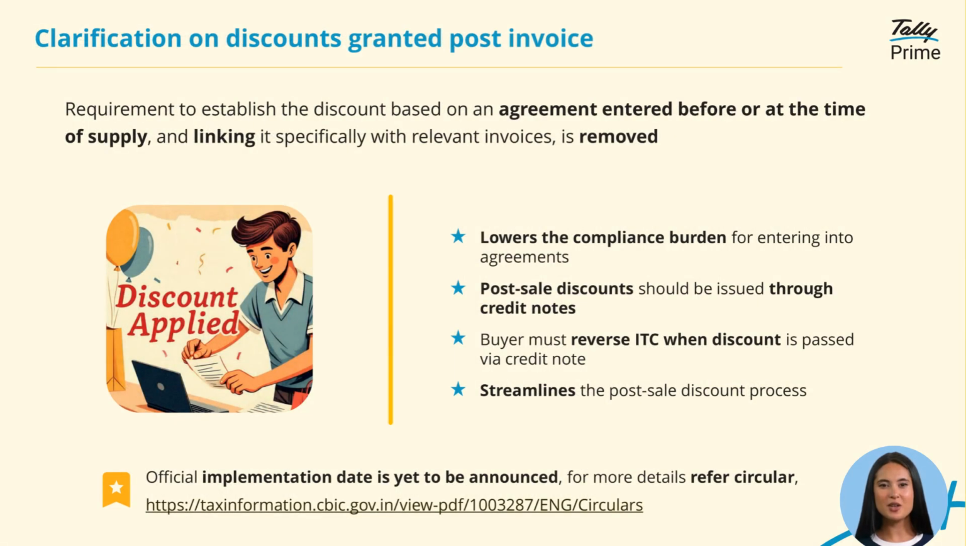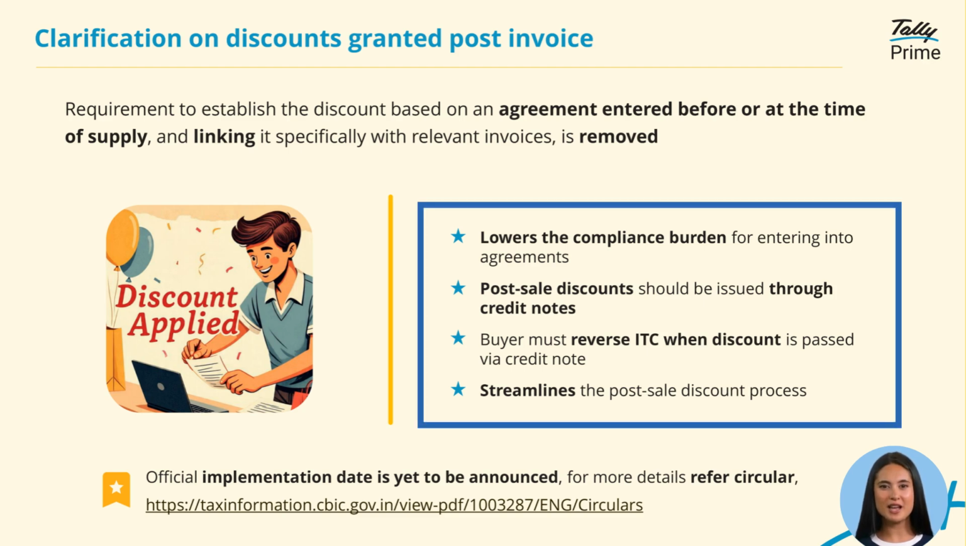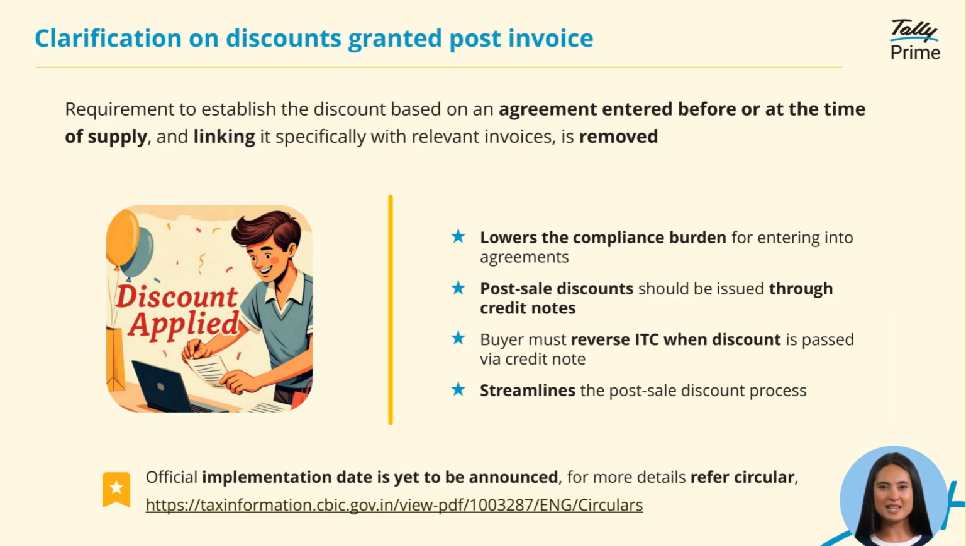Under GST 2.0, the requirement to establish discounts through agreements made before or at the time of supply and linking them to specific invoices has been removed. This lowers the compliance burden for businesses. Now, post-sale discounts can simply be issued through credit notes. When this happens, buyers must reverse input tax credit to match the discount passed. Overall, this change streamlines the post-sale discount process. The official implementation date is yet to be announced.